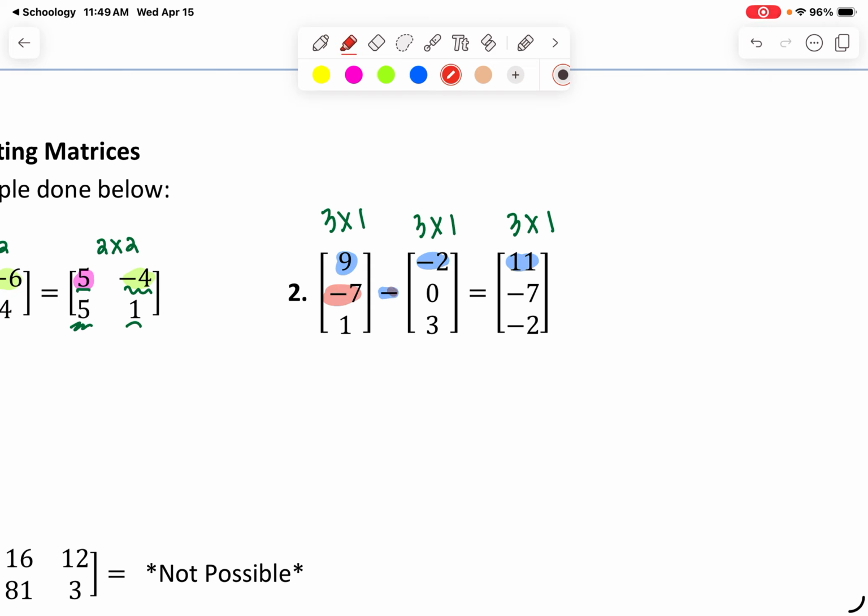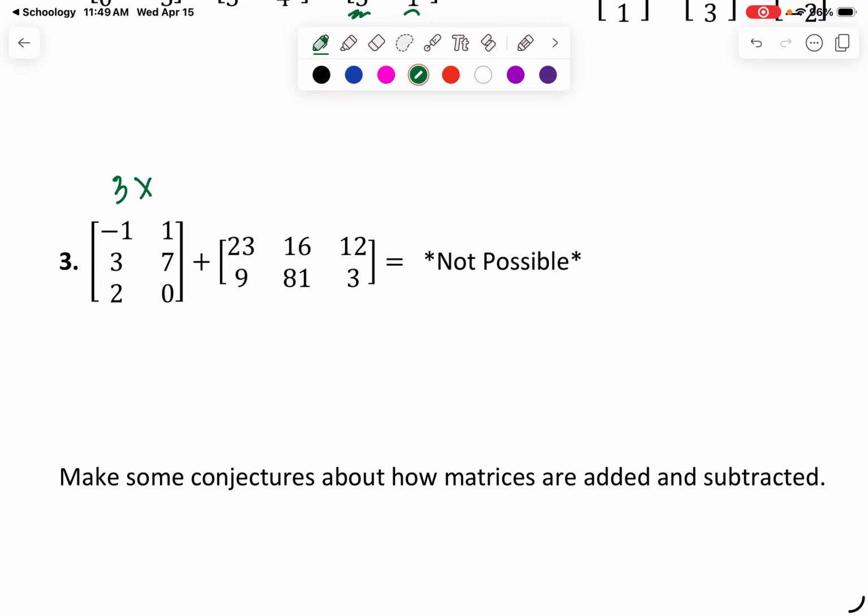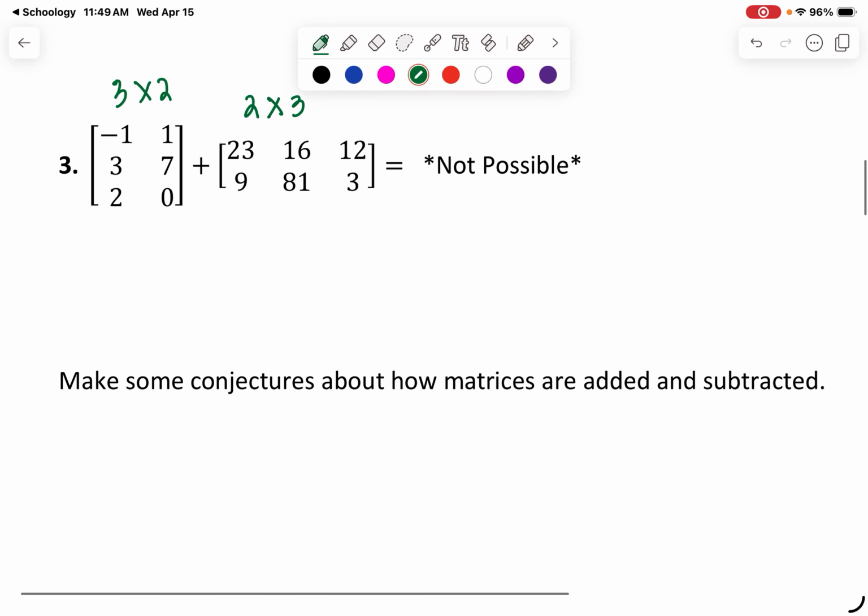So last one right here, we have a 3 by 2 plus a 2 by 3. And notice it's not possible. Okay, so let's make some conjectures about how matrices are added and subtracted. So first off, they have to have the same dimensions. They must have the same dimensions.